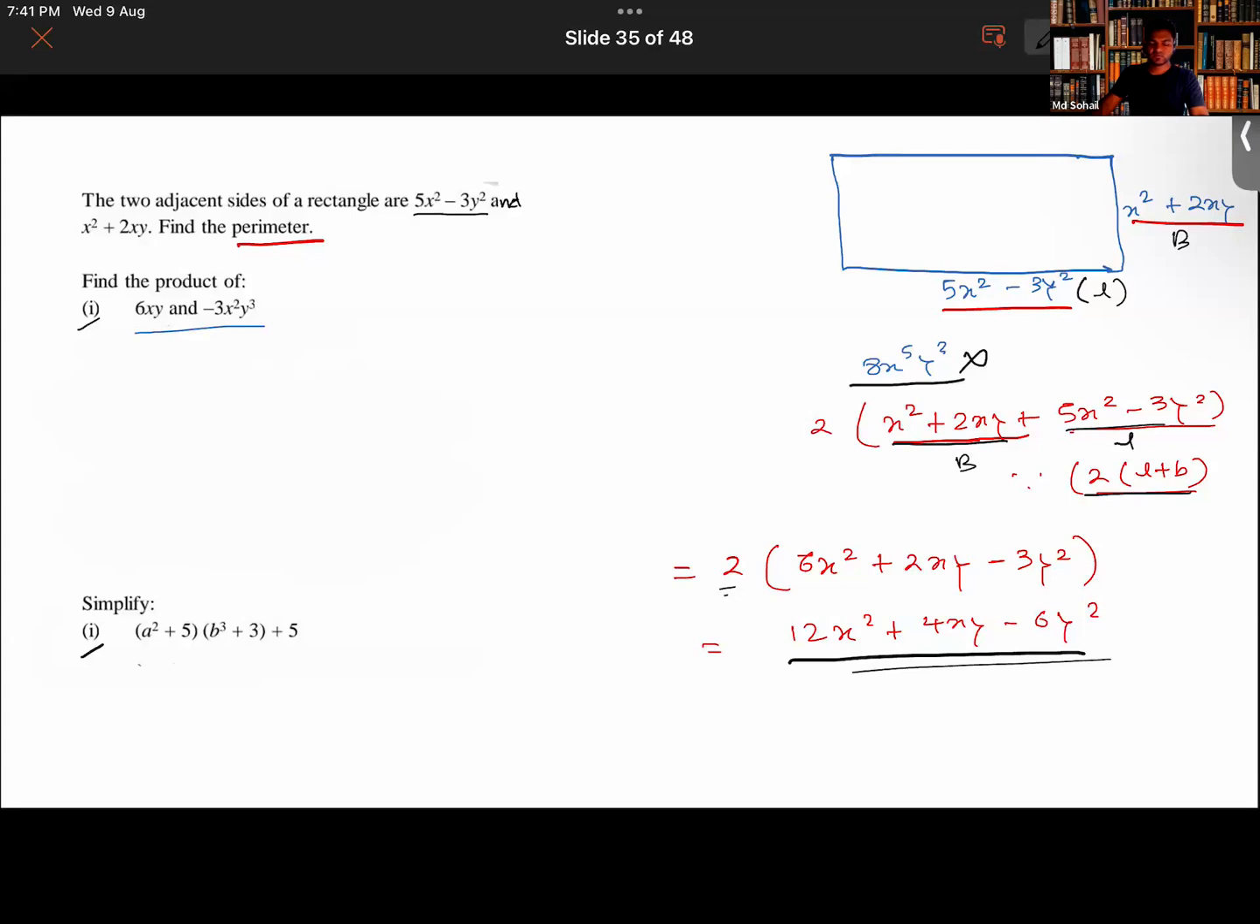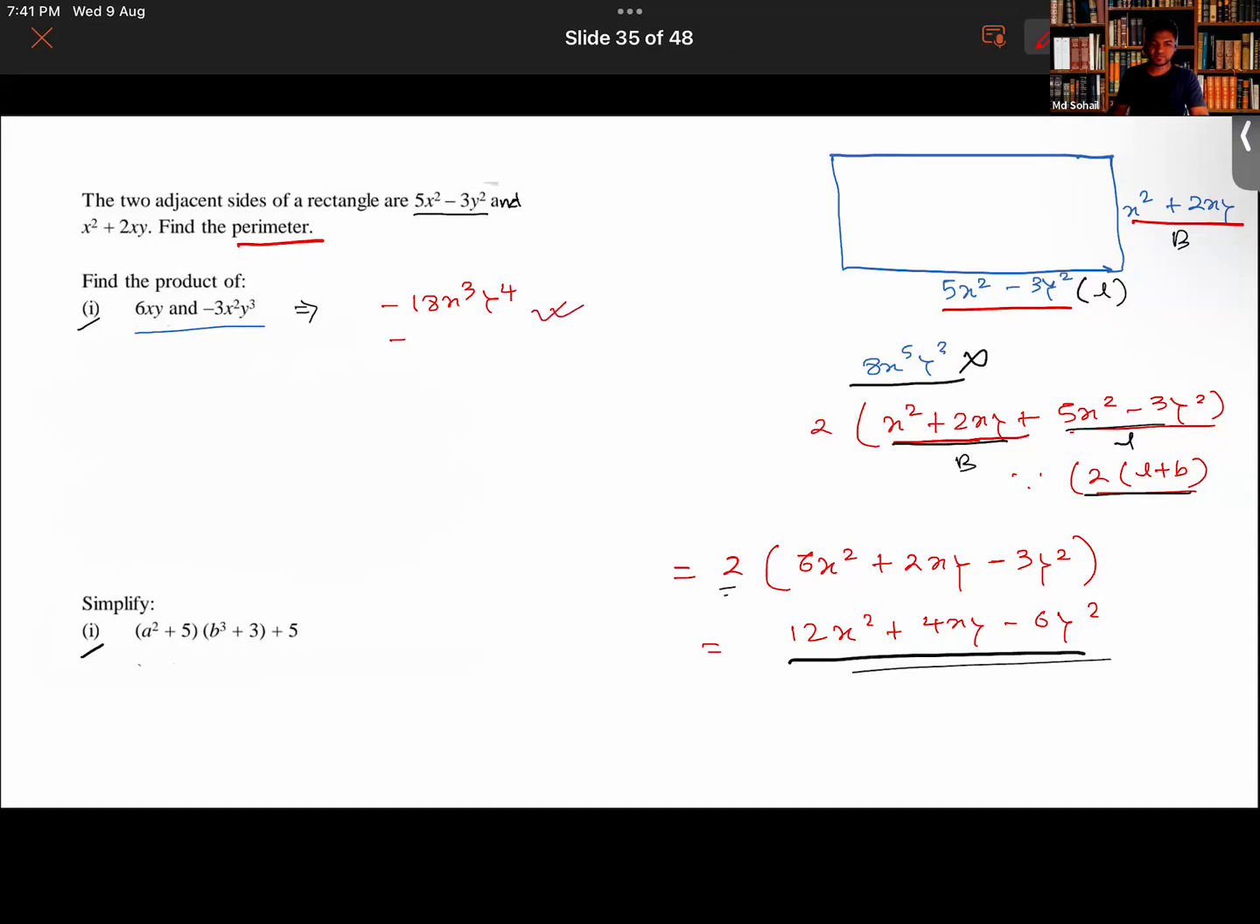Arham, you have solved it. You tell me the answer of the second one, then I will get your answer. Minus 18 x cube y raised to the power 4. Okay, what about you, Arhan? Sir, that was also my answer. Very good, guys. Okay, now the last one.